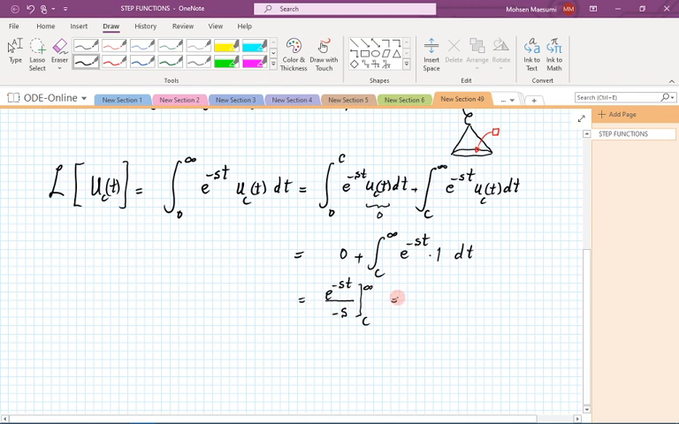time infinity. At infinity, as usual, we have the same discussion what is going to happen at infinity, and then minus sc divided by minus s. So for a positive s, this is going to be 0, so we need to assume s to be positive for this thing to make sense. This is going to be 0 minus exponential of minus sc over minus s, and out comes minus exponential of minus sc over minus s.